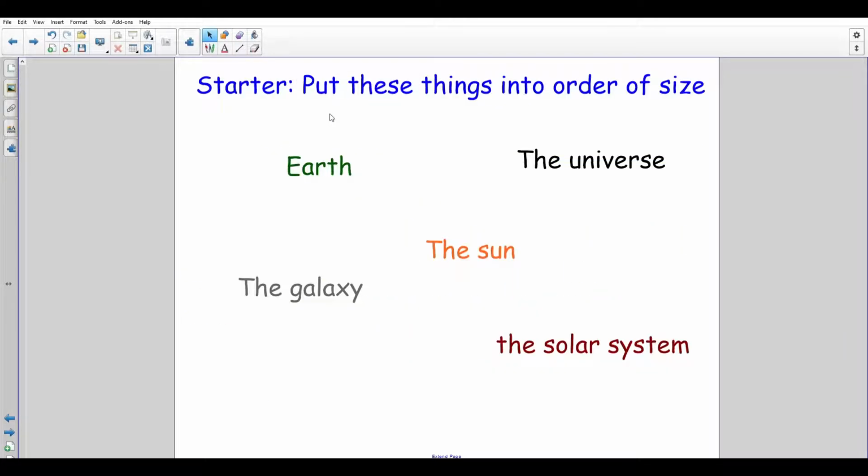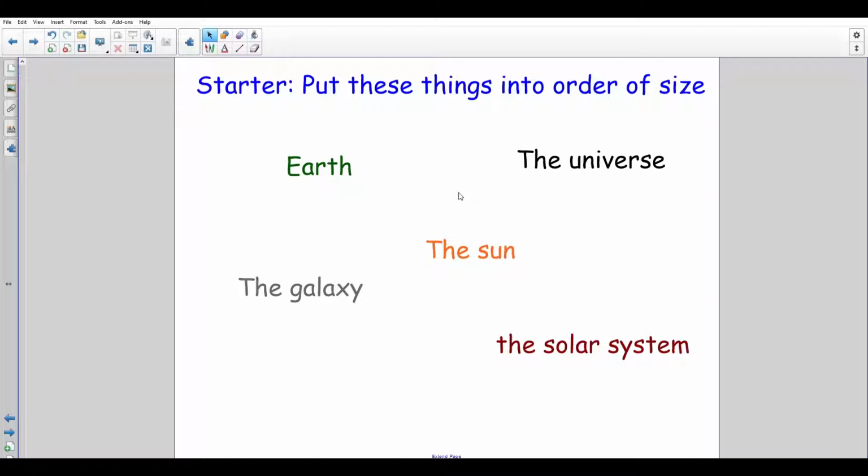So, first off, what I want you to have a go at is to put these things into order of their size, and then can you give me a little definition of them? So in your books, I want you to put these in order from smallest at the top of your page to biggest at the bottom, and can you write down a definition for what you think these things are? Okay, so pause the video and do that now, and then play again when you're ready.